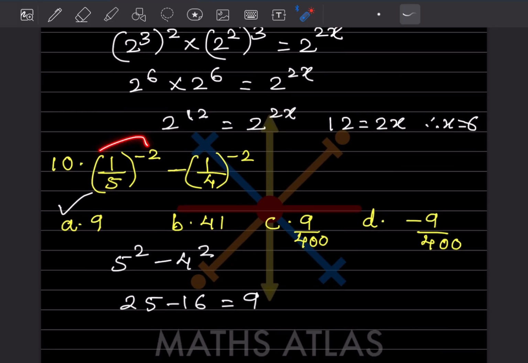Now for this one, we can write here the exponent is negative. So we can make it positive by flipping over. That will be 5 raised to 2 minus here 4 raised to 2. So this will be 25 minus 16, and which is going to be 9.